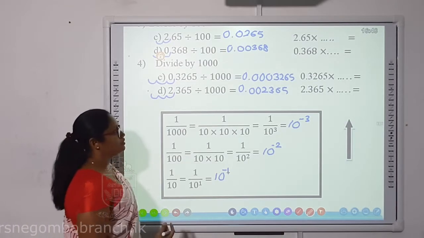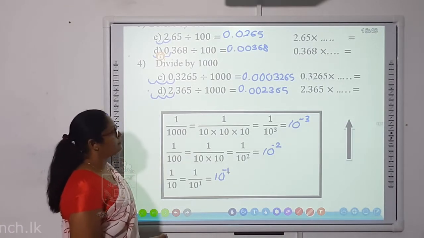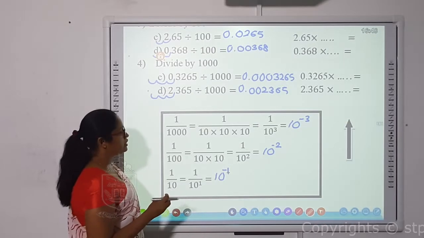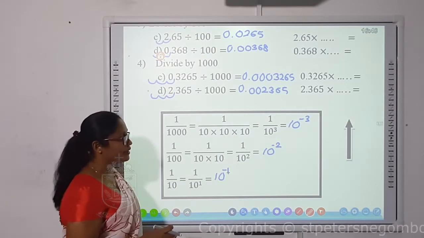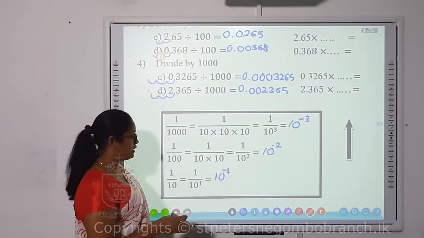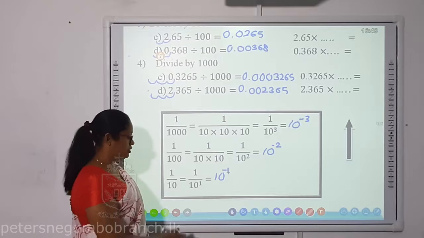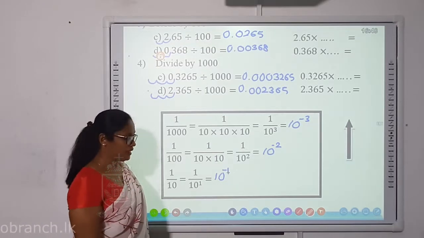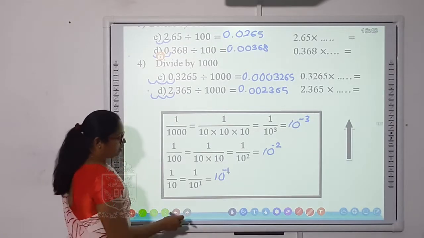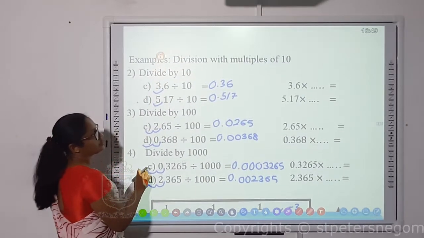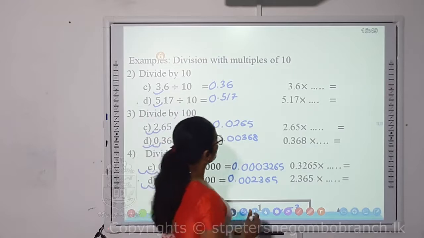So when you see division by 1000, instead of division by 1000, you can write 10 to the power minus 3. Instead of this, you can write 10 to the power minus 2 and 10 to the power minus 1 here. Right? Now we will go to the questions which I have written at the beginning.